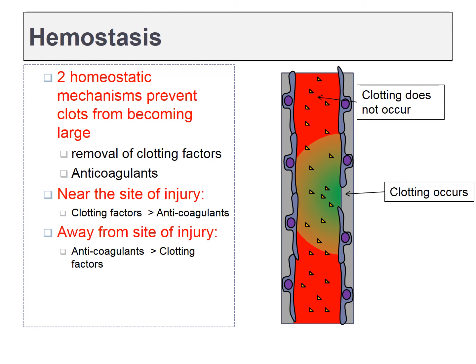Keep in mind that we're trying to create this new structure in the middle of a flowing river. Some of the thrombin that gets activated at the site of injury might get swept downstream. And if nothing were to stop it, it could convert fibrinogen into fibrin and create a blood clot in a location where it's not needed. And this is something the body does not want to have happen.